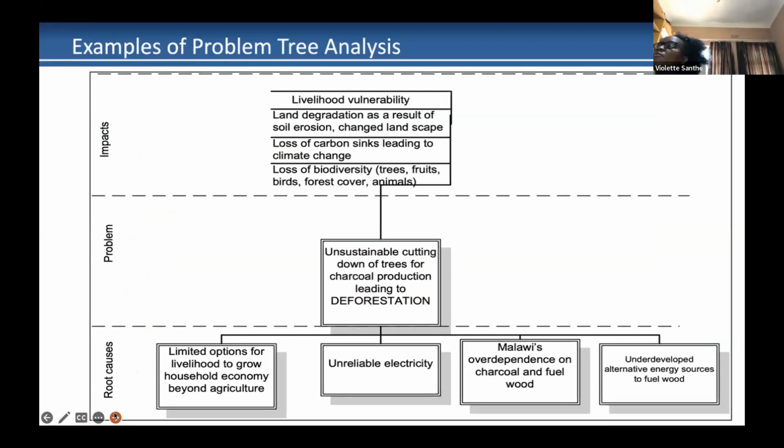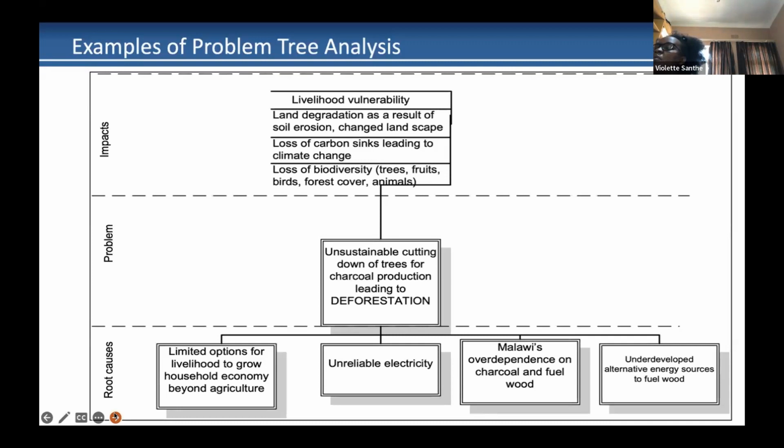So, an example of problem tree analysis, we're going to give specific examples. At the bottom there, you see root causes. So the root causes could be limited options for livelihood to grow household economy beyond agriculture and reliable electricity. And let me also mention that this problem tree analysis is based on my country, Malawi. So we were also looking at Malawi's overdependence on charcoal and fuel wood, and then underdeveloped alternative energy sources to fuel wood. So these are like root causes.